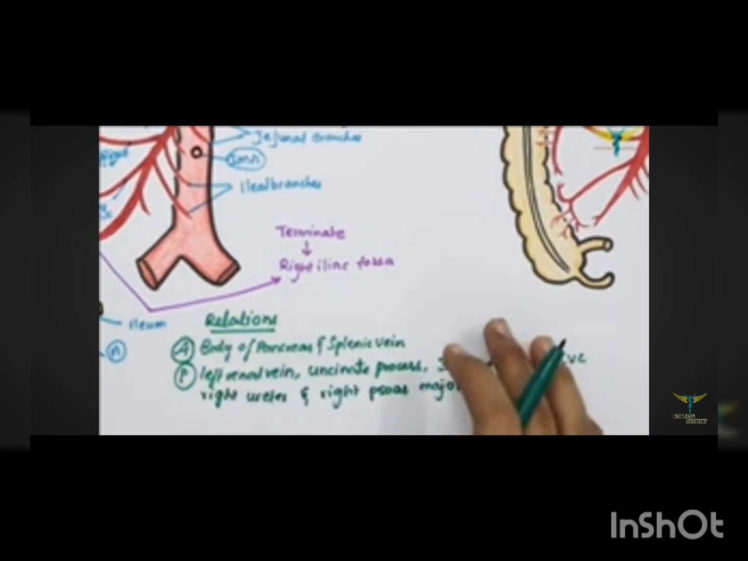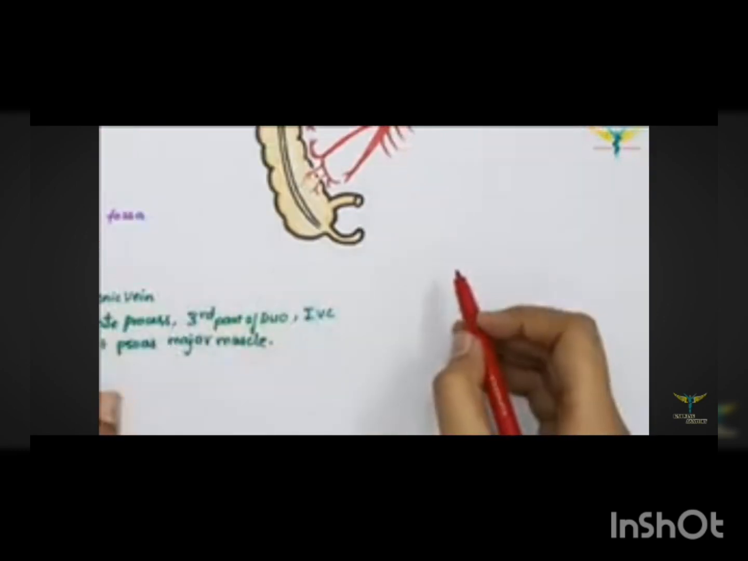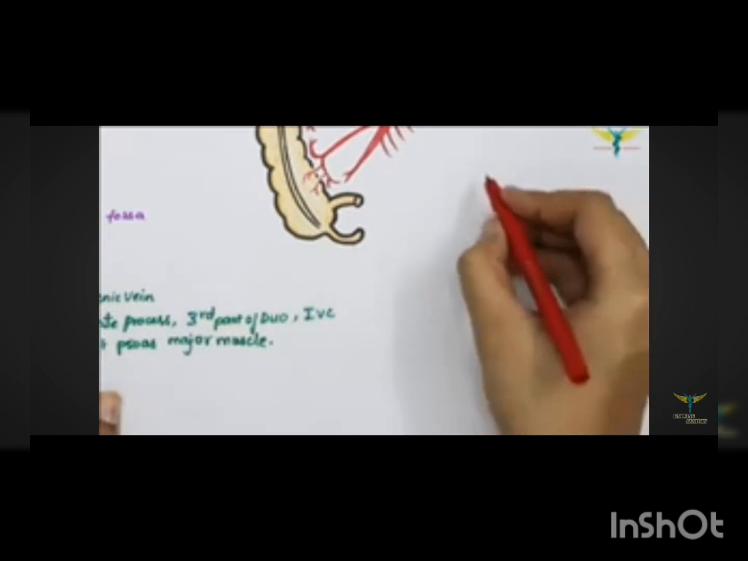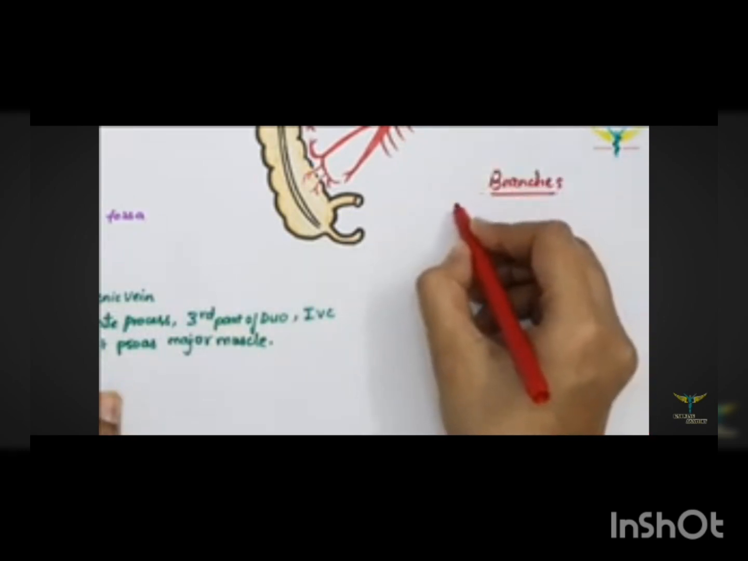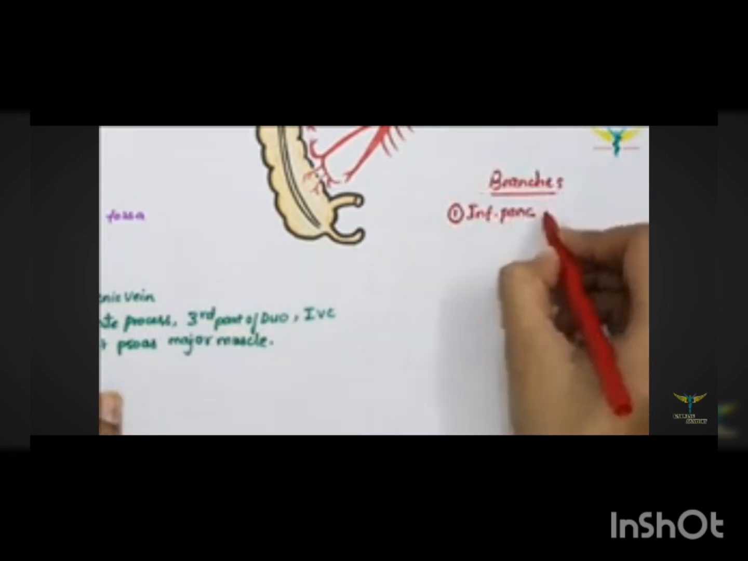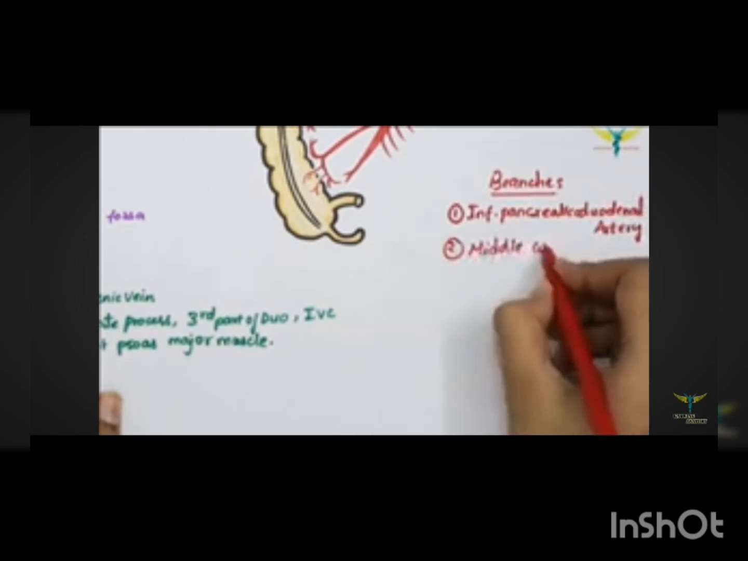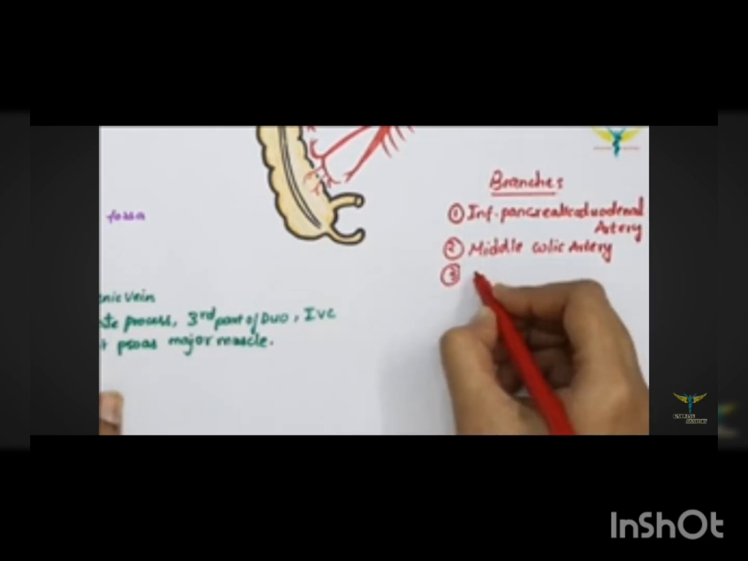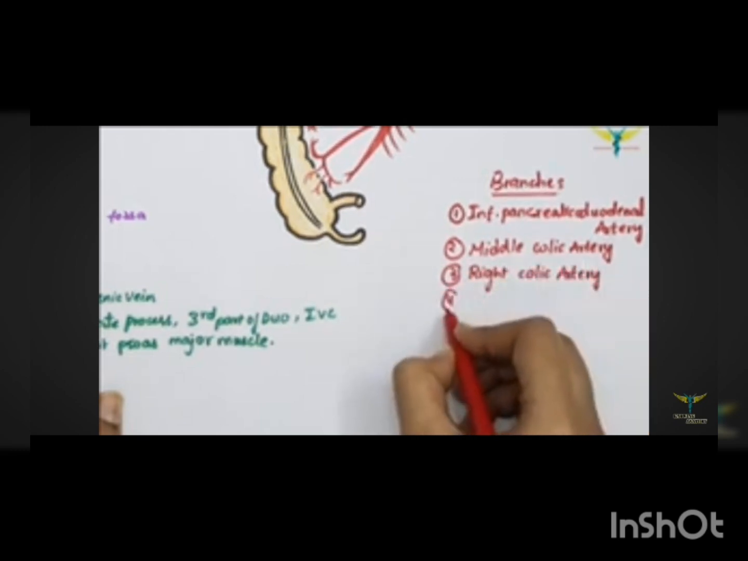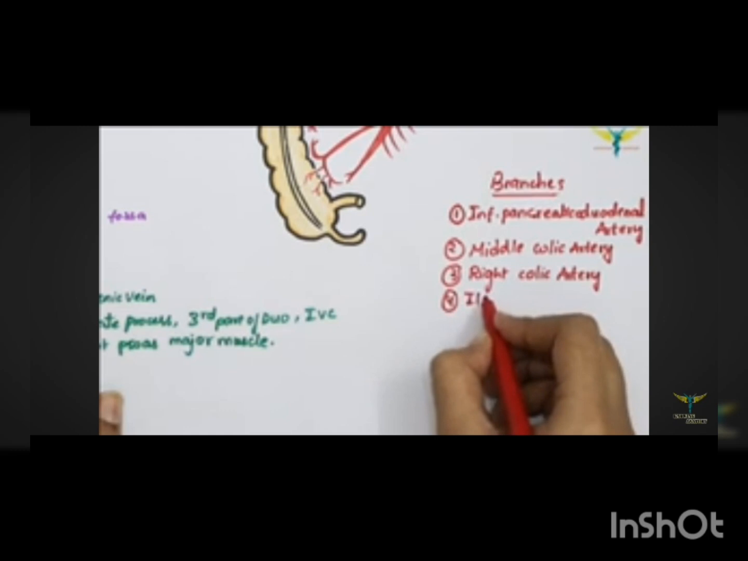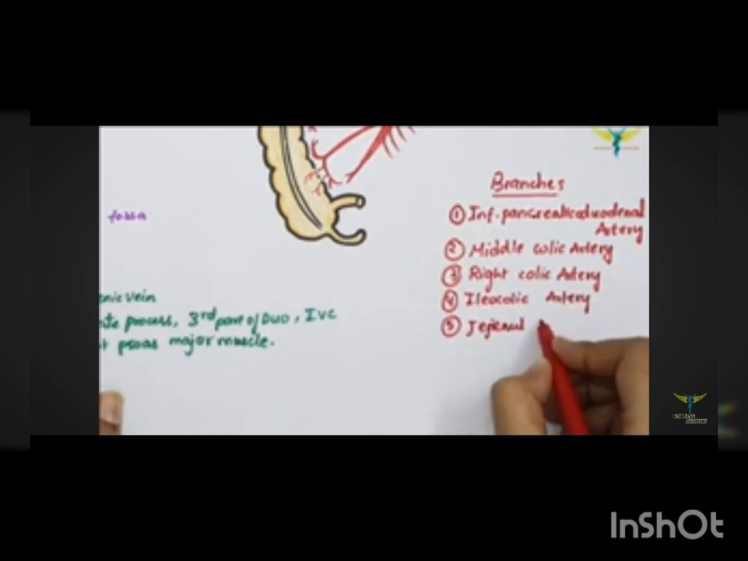Now let's talk about its branches. The superior mesenteric artery gives 5 branches. The first one is the inferior pancreaticoduodenal artery. The second one is the middle colic. The third branch is the right colic artery. The fourth branch is the ileocolic artery. And the fifth branch is the jejunal and the ileal branches.